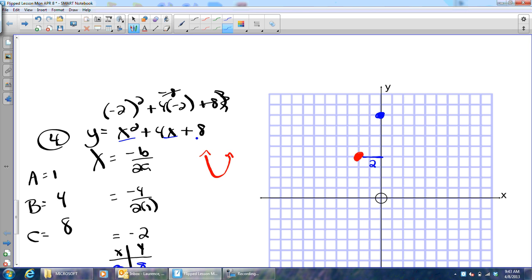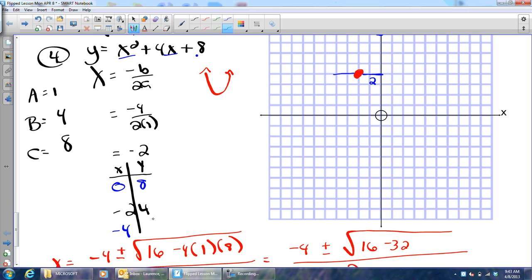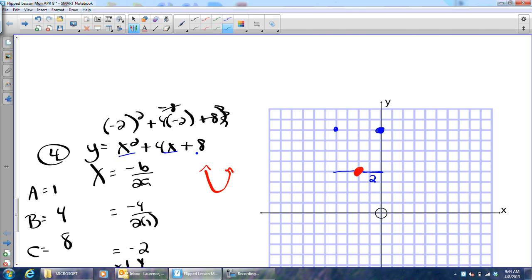Okay, and then you want to use symmetry. I'm going to go 2 this way, which means I'm going to put negative 4 in for x. Put negative 4 in for x, I'm going to get 8 out again. How do I know? Symmetry. Okay, and so then I can draw my parabola. And there we go.